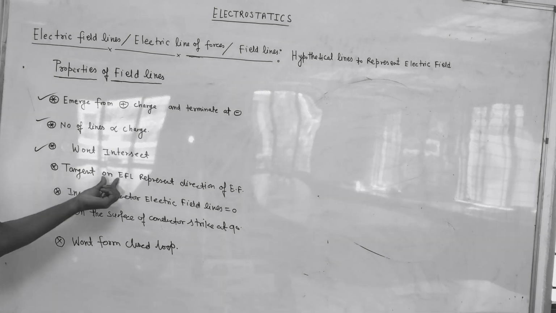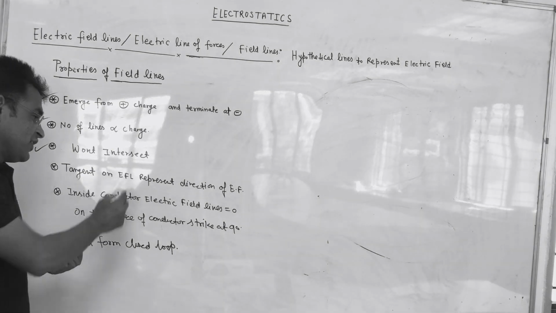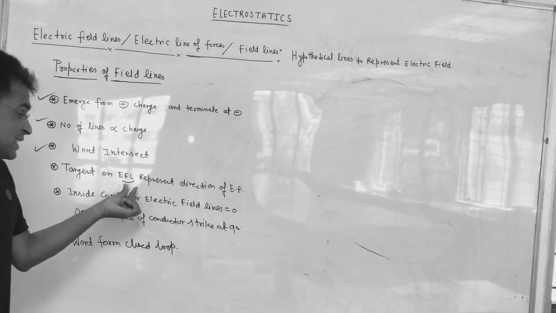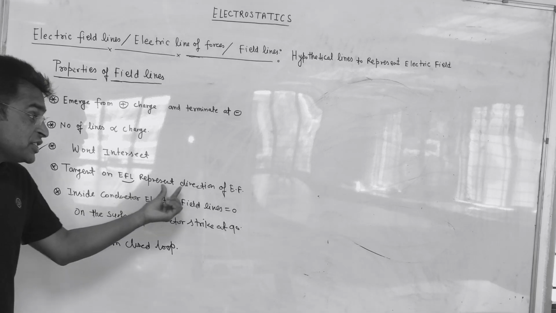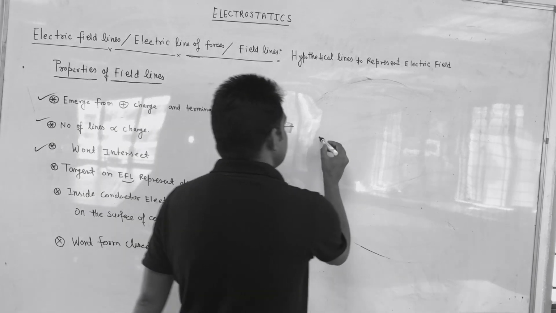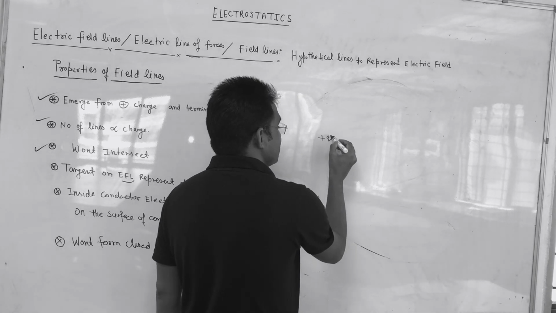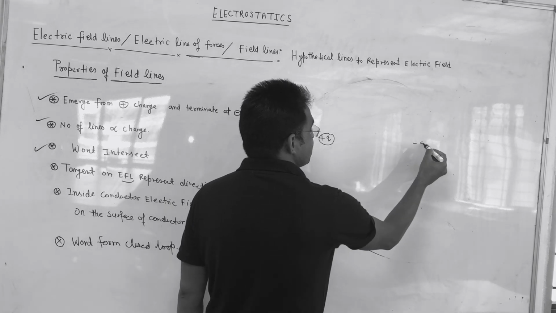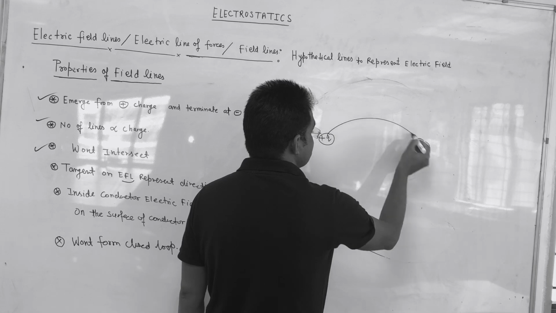Next point: tangent on electric field line. EFL means electric field lines. Tangent on an electric field line represents the direction of the electric field. So if these are electric field lines, this one is charge q and this one is minus q.